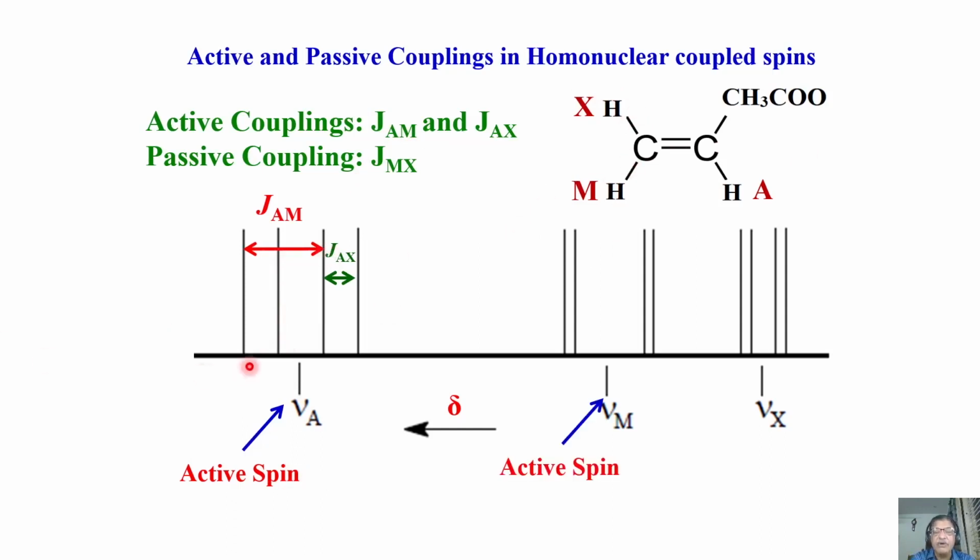Go further. At the chemical shift of M, what is the active spin? M is the active spin. So what are the couplings you see at this site? Coupling between active and passive spins. So these two are the passive spins. So I get J AM coupling and J MX coupling here. What about J AX coupling? That is passive. You don't see that. See, in this case, the active couplings are AM and MX, you will see, and the passive coupling is AX, you will not get here.